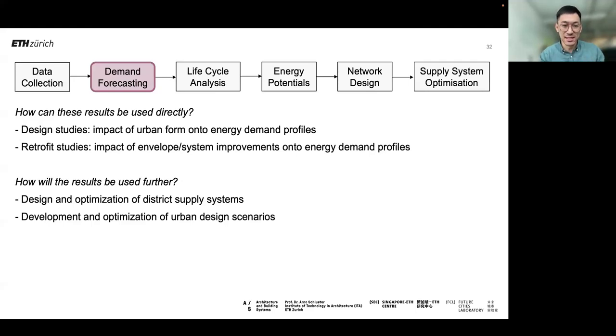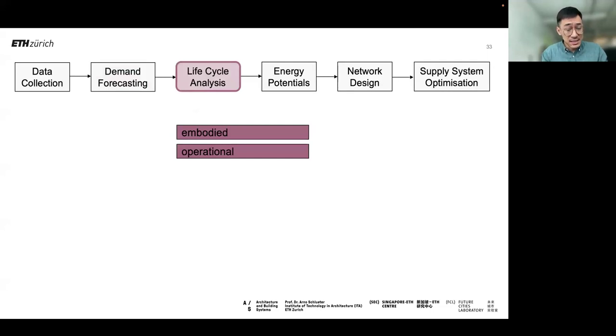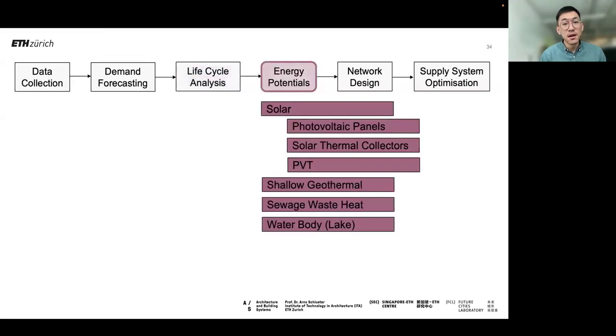The next functionality includes the optimization of supply systems and optimization of urban design scenarios. And in the life cycle analysis, we do both embodied and operational emissions analysis. For the embodied energy, currently we include the building construction components into consideration, and we are also able to consider retrofit scenarios. And the operational emissions rely on the energy demand forecast, and come in a format of emissions based on the electricity or other forms of energy consumed on site.